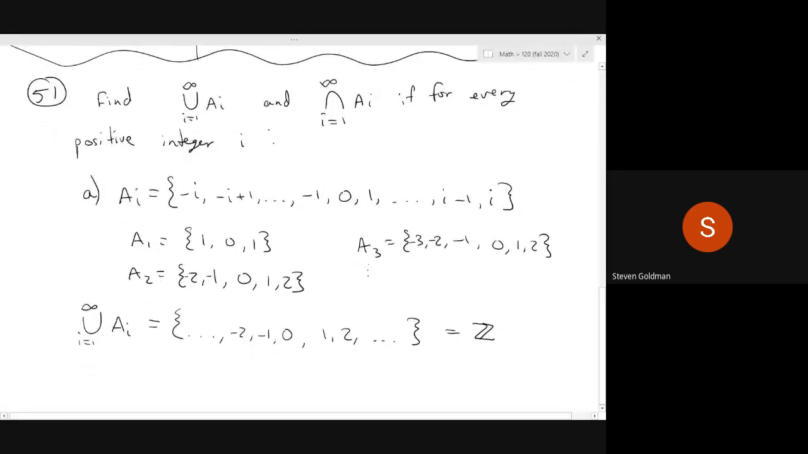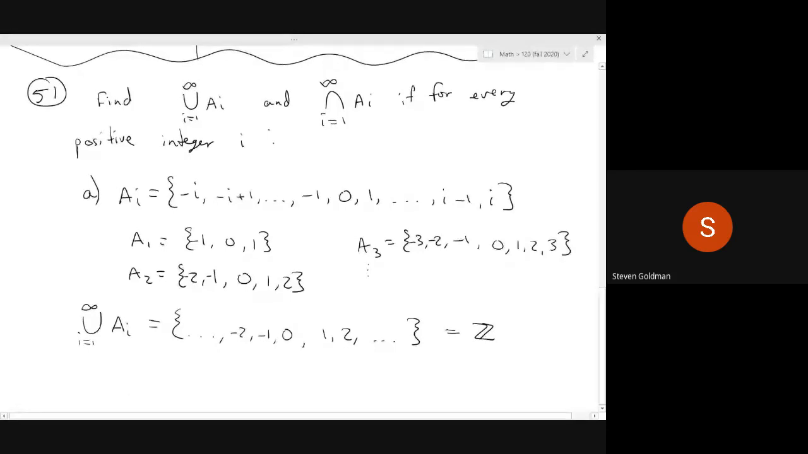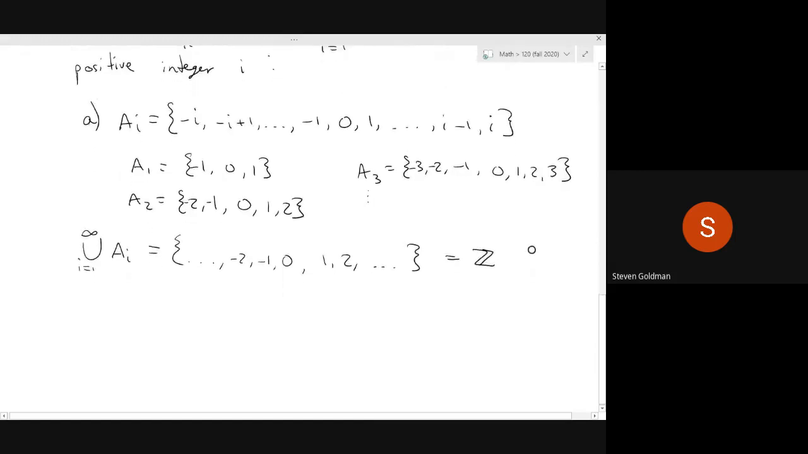All right. Each set is adding new elements, right? A1 adds negative 1, 0, and 1. A2 will add negative 2 and 2. A3, negative 3 and 3. Oh, I'm missing the 3 there. Okay. A4 will add negative 4 and 4, and so on and so forth. This goes until infinity. So it keeps going out to the left and to the right forever. So that's the set of integers.